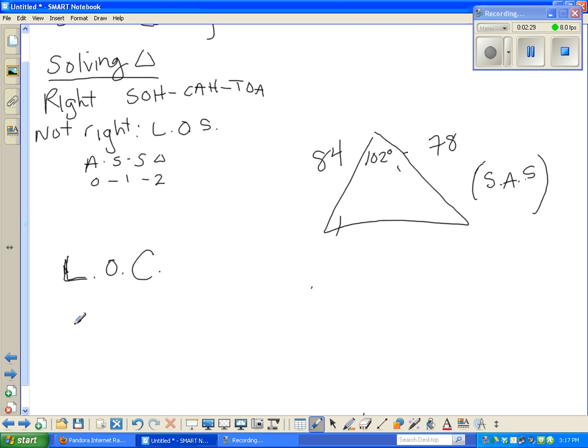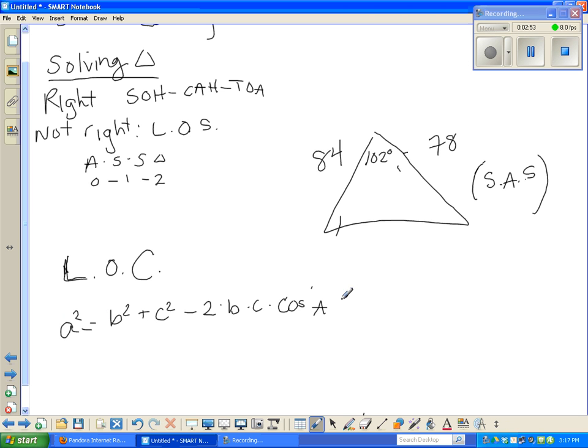So the law of cosines looks like this. A squared, remember this is a side, equals b squared plus c squared minus 2 times b times c times cosine of A. Now, of course, your triangles won't always be labeled A, B, and C, and you always won't be looking for angle A or side A.